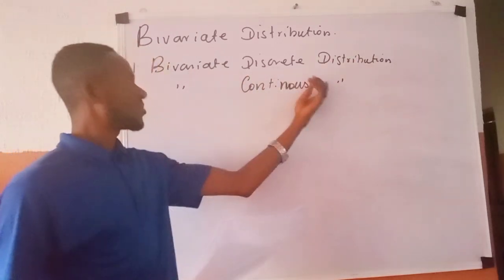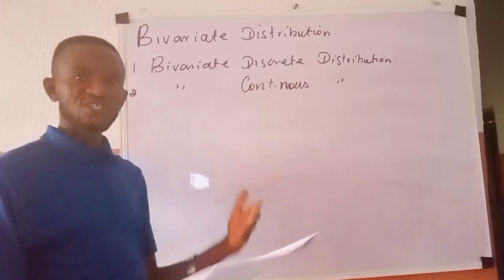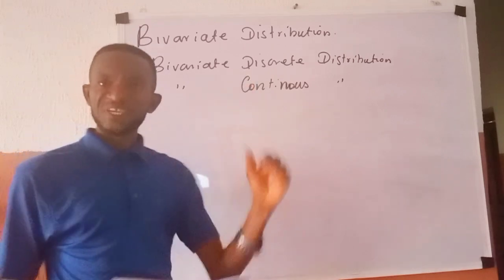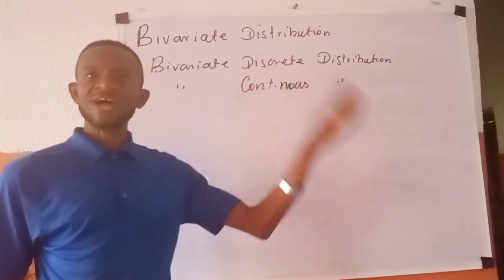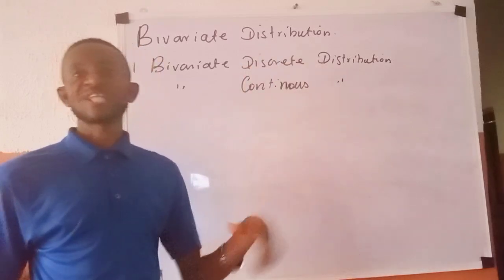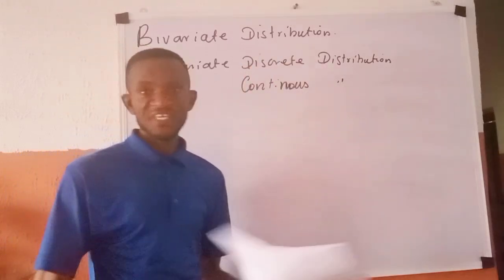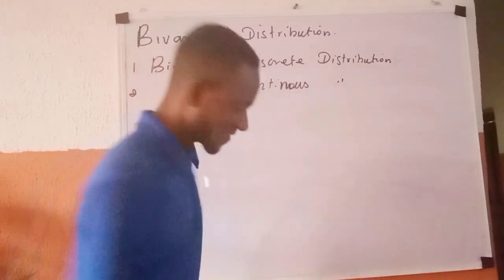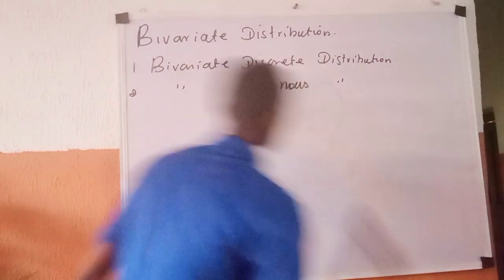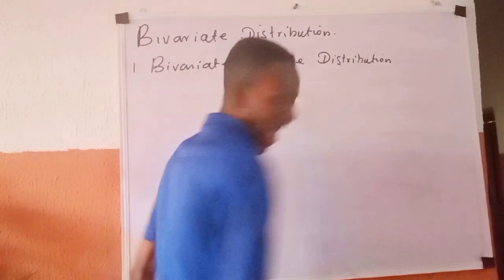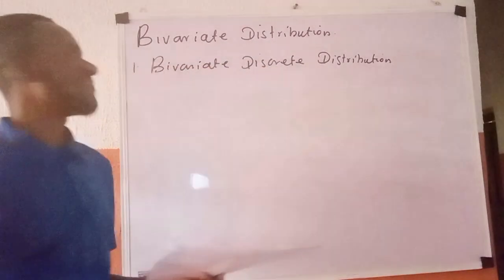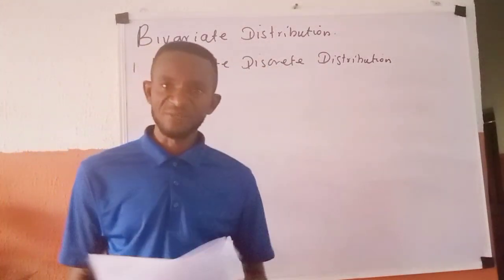So permit me to clean this continuous while we discuss this one together, beginning from its joint distribution down to conditional, down to marginal, and down to marginal CDF, if time permits us. So we are now talking about bivariate discrete distribution.